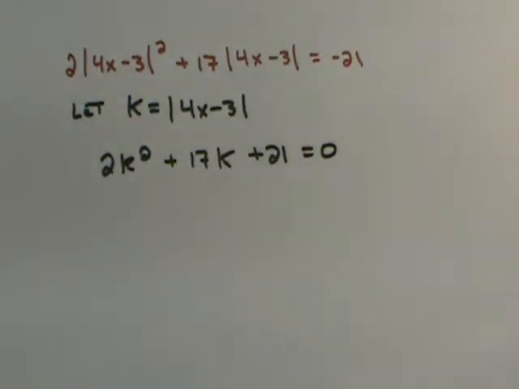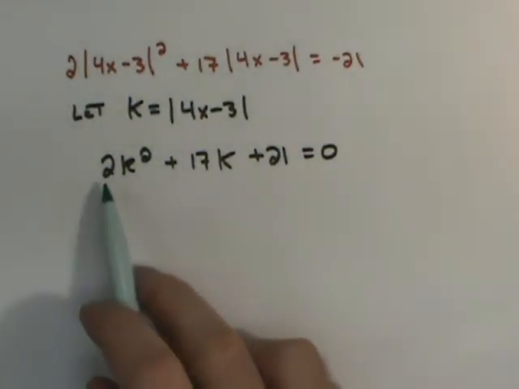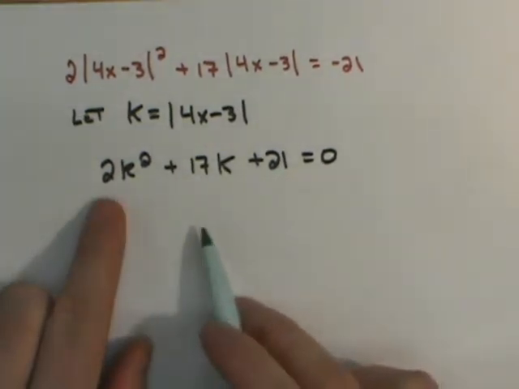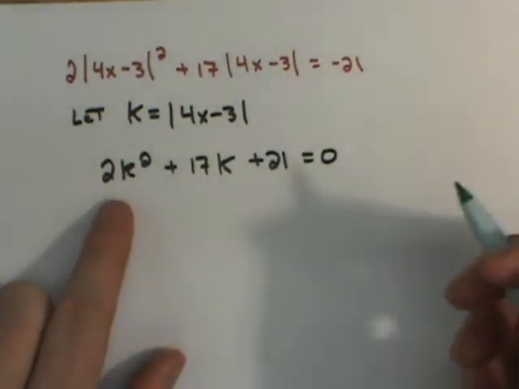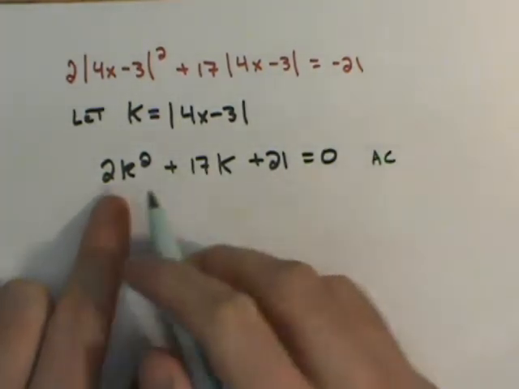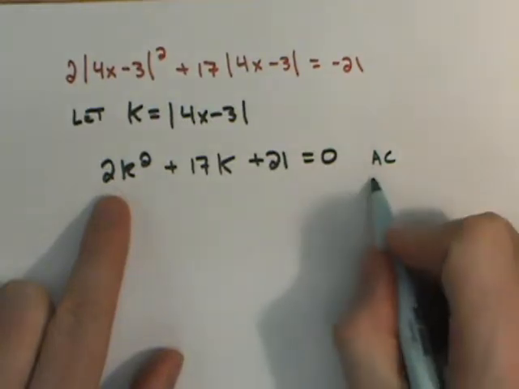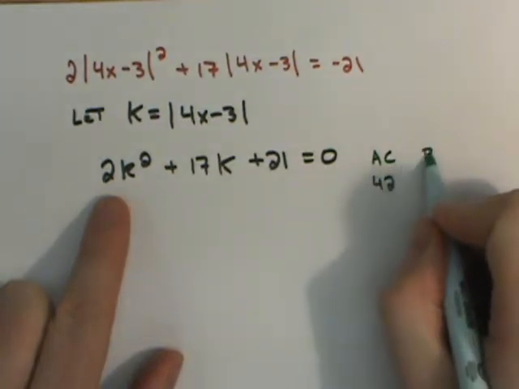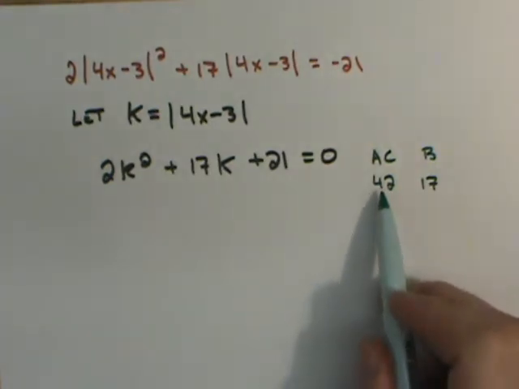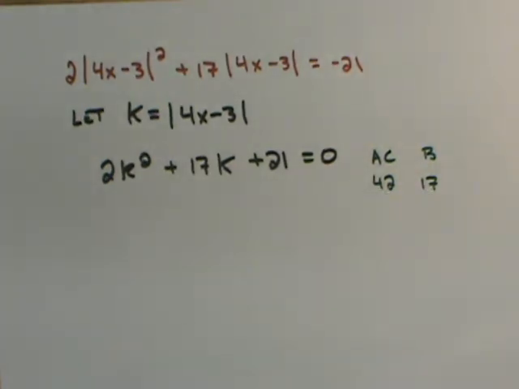Now I neglected to say that not all of these may be easily factored. You could always go through the quadratic formula and find your solutions that way. I'm going to choose to do my factoring because I enjoy factoring. My AC is 2 times 21, which is 42. My middle term is 17. And so the idea is, can I break 42 down to get 17?